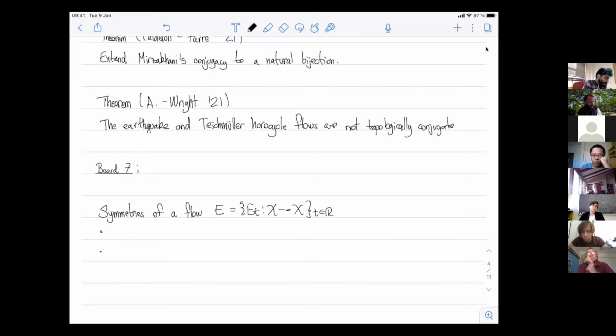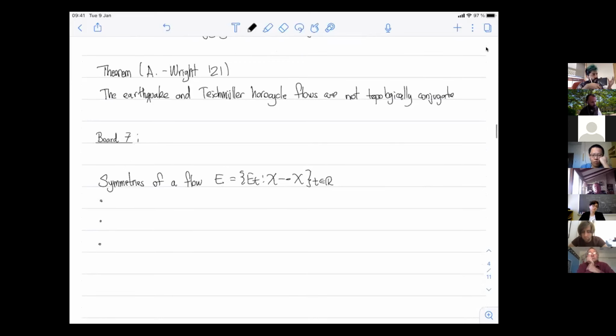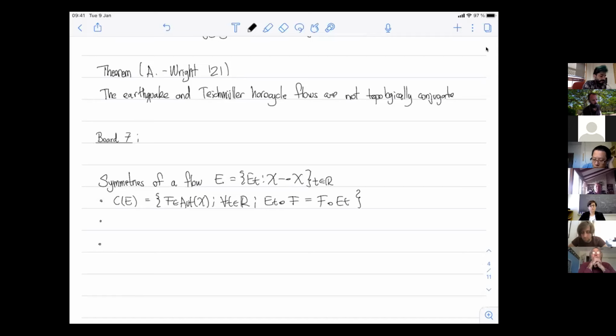You can think about different categories of symmetries if you want to be more restrictive, less restrictive, and so on. Perhaps the most basic one is the centralizer of the flow. An automorphism belongs to the centralizer of a flow if it commutes with the flow, if the flow composed with the automorphism is the automorphism composed with the flow. This is the simplest, or if you want the most restrictive, idea that you can have of a symmetry: something that commutes with the flow.